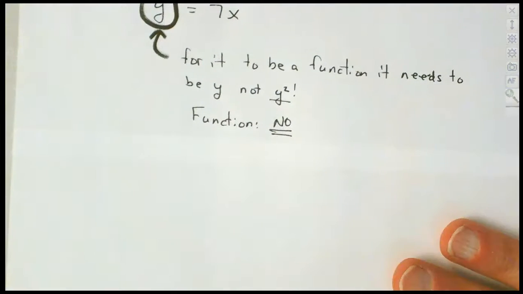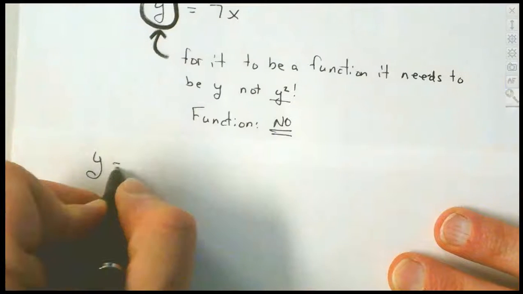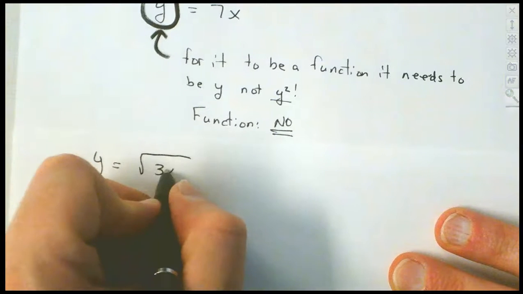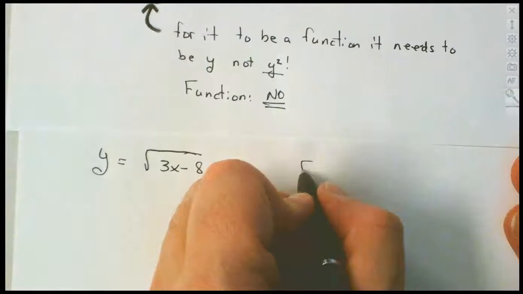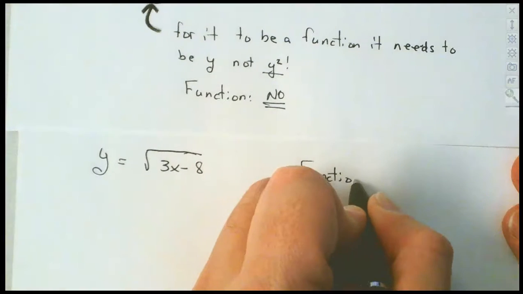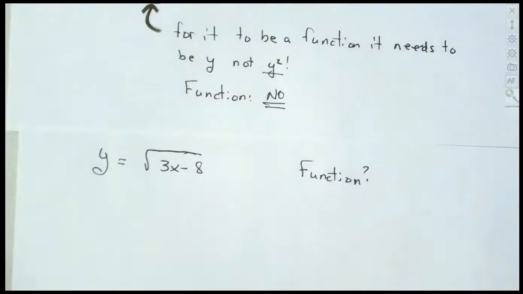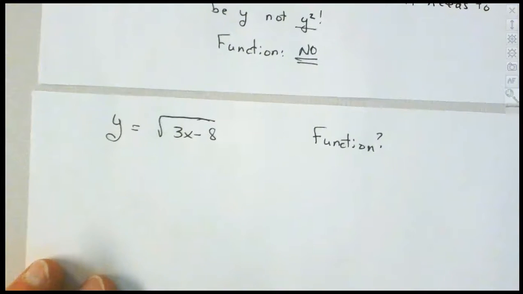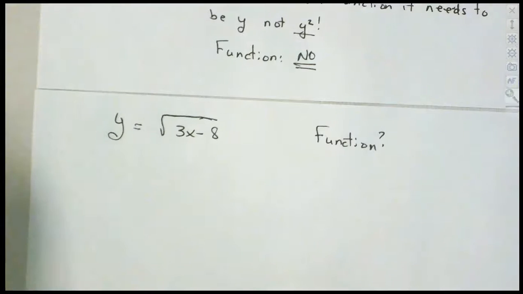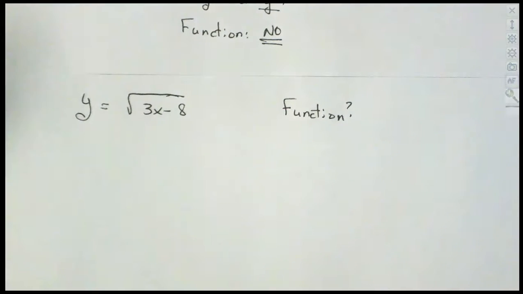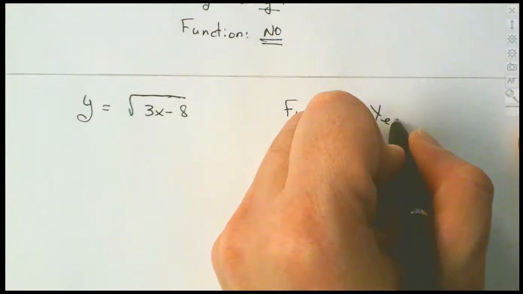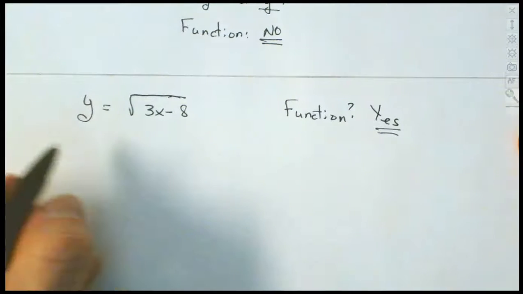Now what about this one? Well, would this one be a function? You don't try to make it harder than what it needs to be. You don't really have to solve these out. You can look at it and tell. Is it going to be a function? Yes. How do I know? It's got y by itself, right? So it is a function. What about this one?